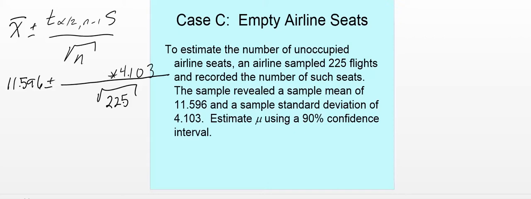Well, our alpha is 10%. When we have a 90% confidence interval, alpha is 10%. So we want alpha over 2 to be 5%, and n minus 1 is 224. So 5% and 224. When we look at the t table, this is table A9.